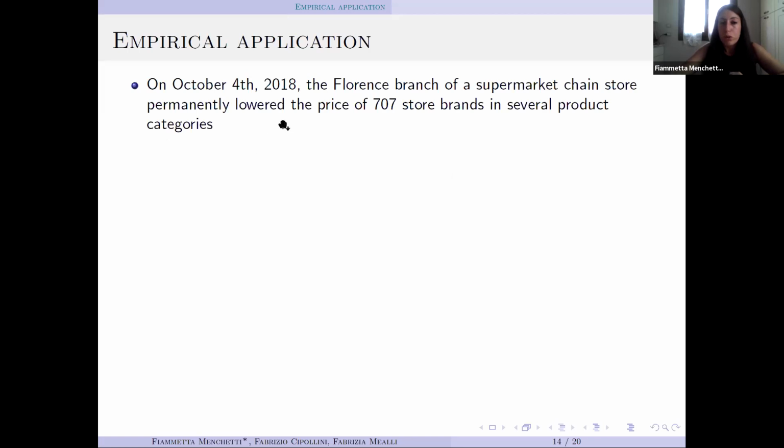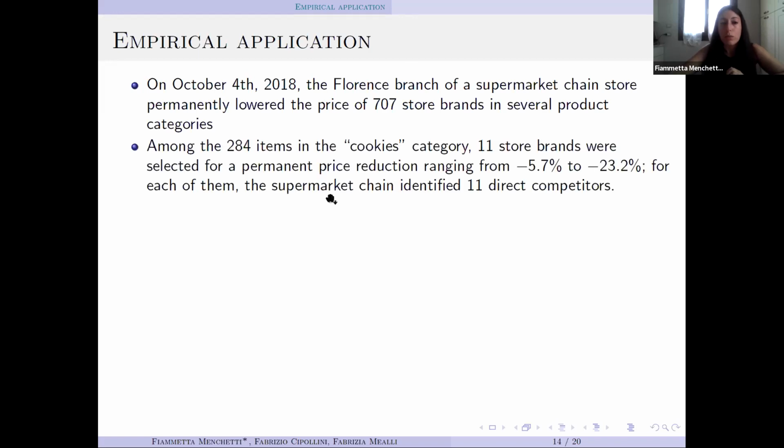On October 4, 2018, the Florence branch of this supermarket chain store permanently lowered the price of several store brands, and we focused on the cookies category, where 11 store brands were subject to this permanent price reduction. The interesting thing here is that for each of them, the supermarket chain identified some direct competitors that are basically identical to the store brands, but of course they sell under a different brand name.